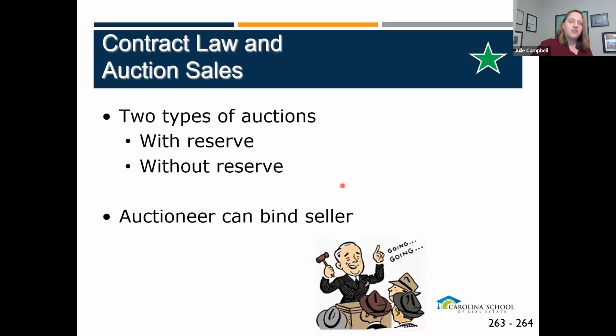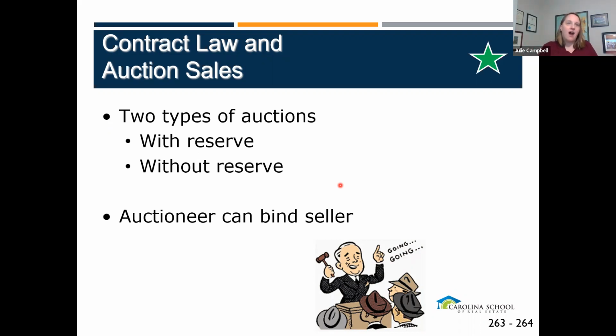Auctions. Auctions are a totally different beast. Auction rules are different than everything else we talk about. Has anybody ever been to a real estate auction? A couple of you? Man, I want to go. I just need to go one day. We should all go. A little field trip. Let's do it. Auction sales.